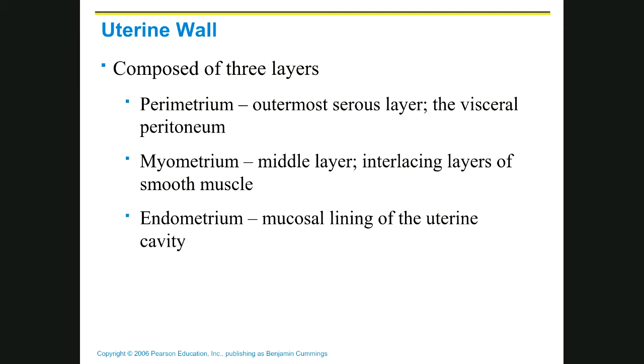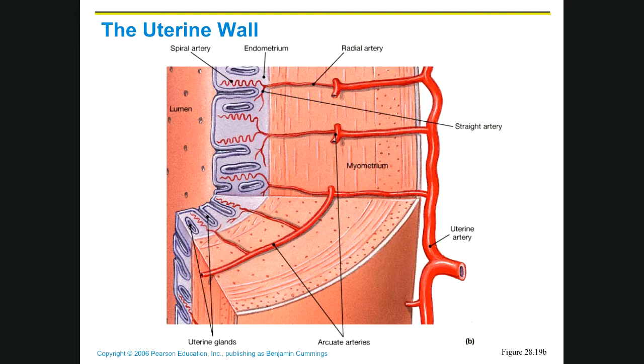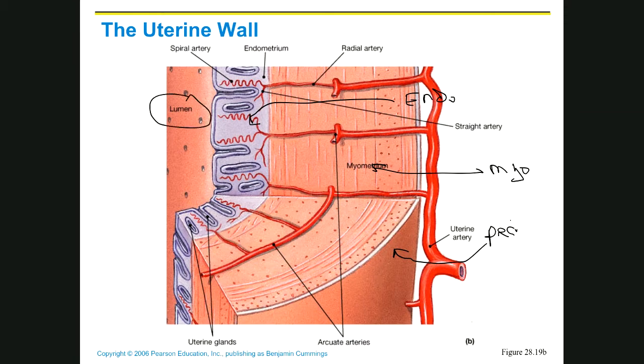So if we were to blow it up, it would look like this. So here is the perimetrium. Here is the myometrium. And here is the endometrium. And then remember, it's hollow. It has a lumen in it.